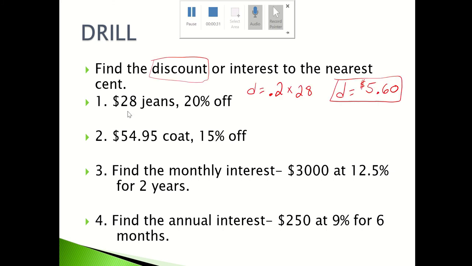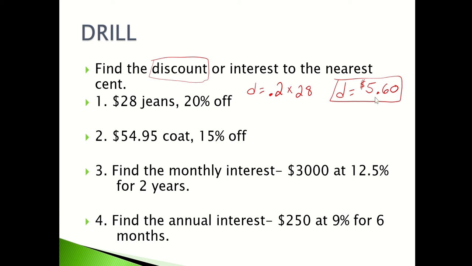All right, on the first one, $28 jeans, 20% off. What are the directions? It says find the discount or the interest to the nearest cent. Since we are finding the discount, that means we're finding the dollars off, not the price we pay. So the discount is going to be 20% of $28. So 0.2 times 28, right? We're finding 20% of the full price.